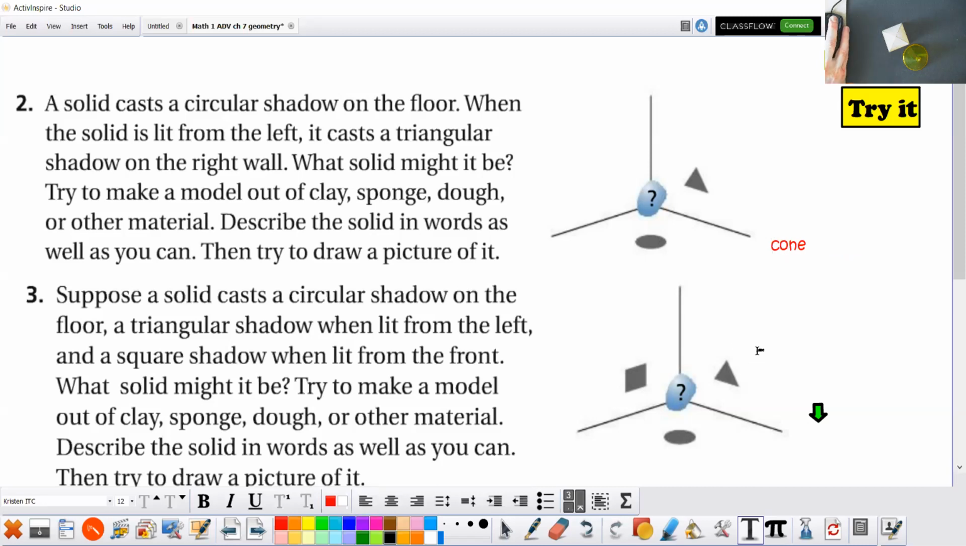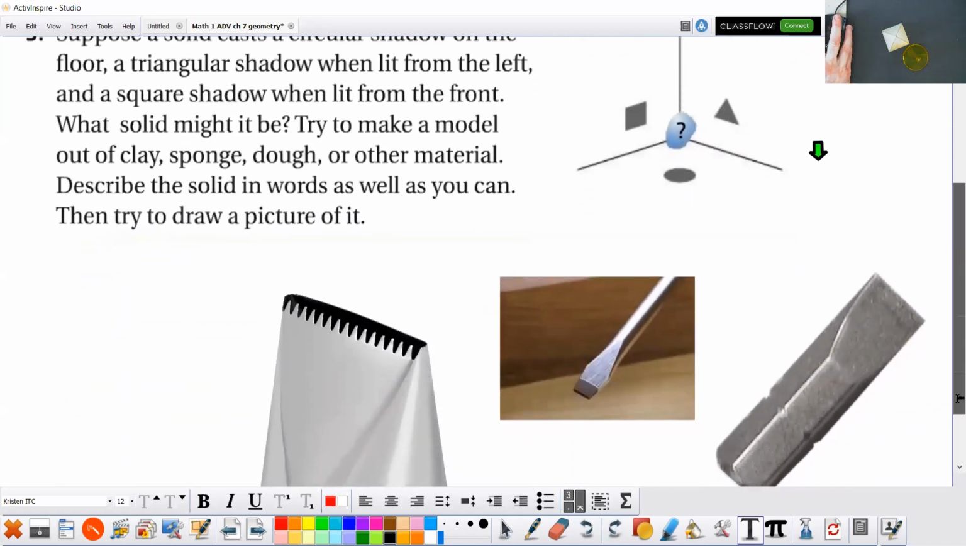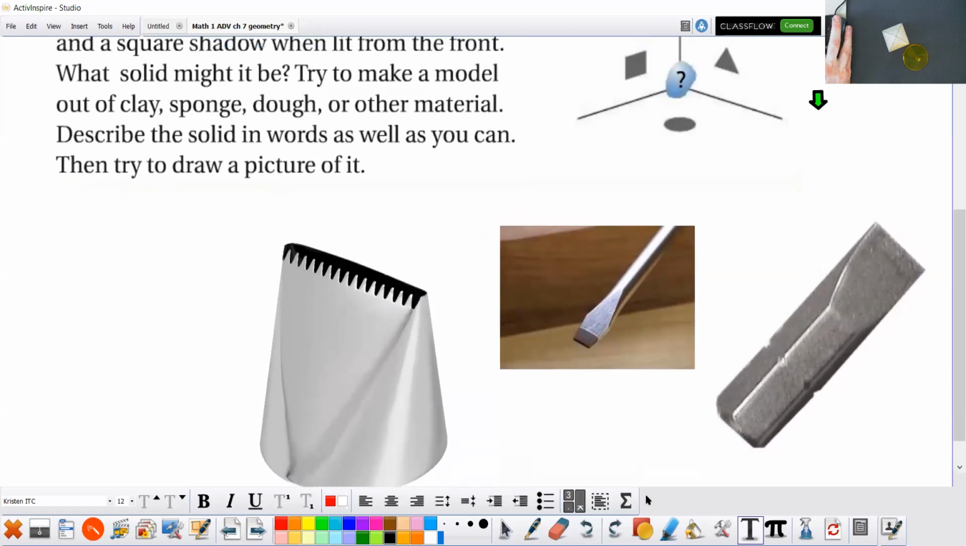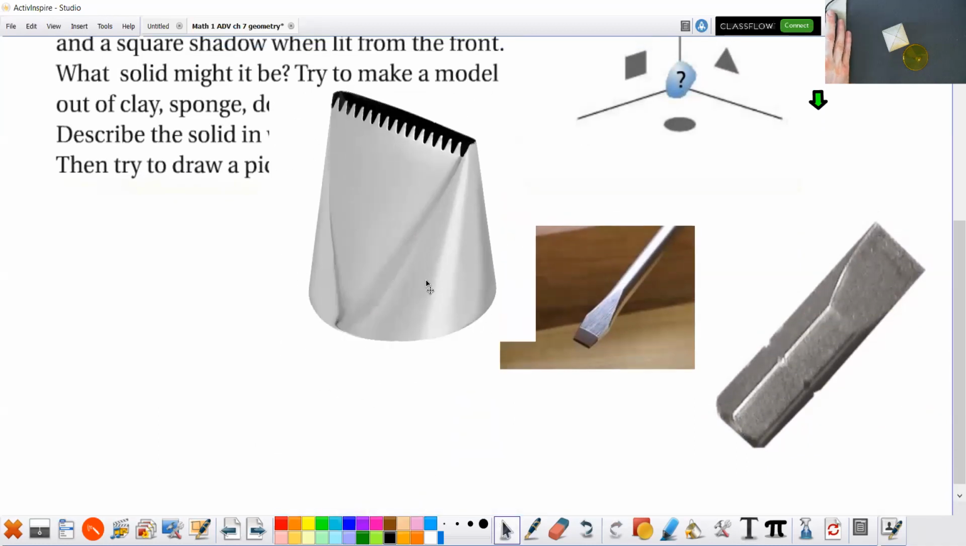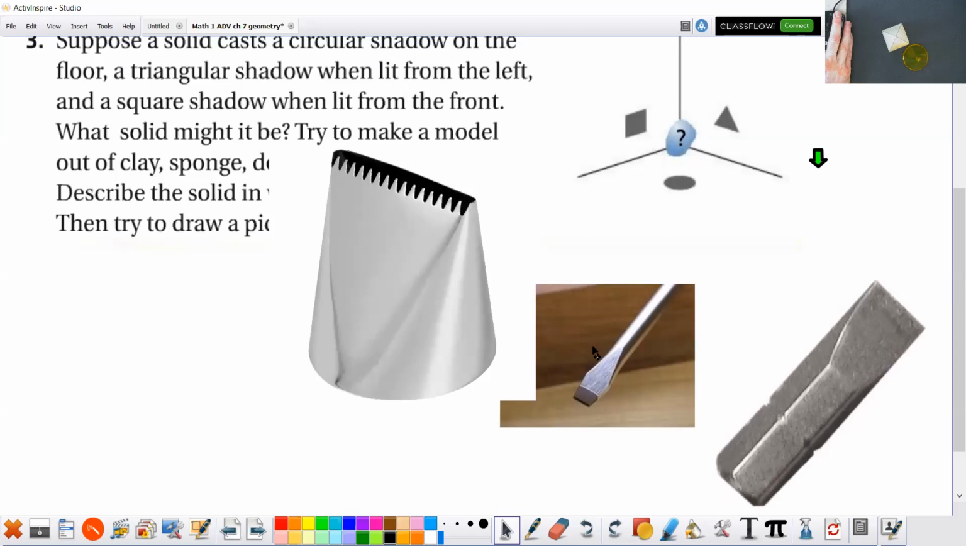And this last one may have baffled you. Maybe it's in your kitchen also. Here's what it is. I'm going to scroll this down a little. A cake decorating tip. Yes, this is it. It's round on the bottom. From one side, it's square, but from the other side, it's triangular. Sometimes you have a hair dryer extension. You might see this as a nozzle.